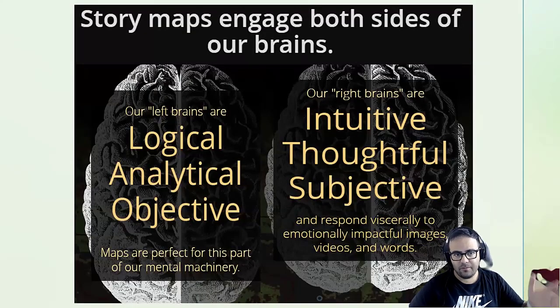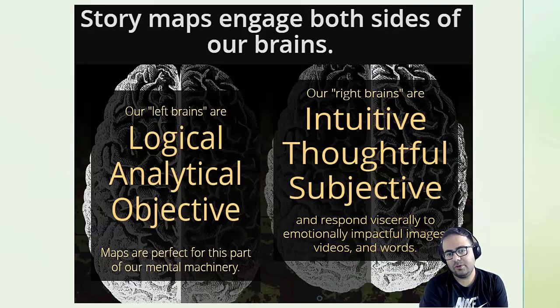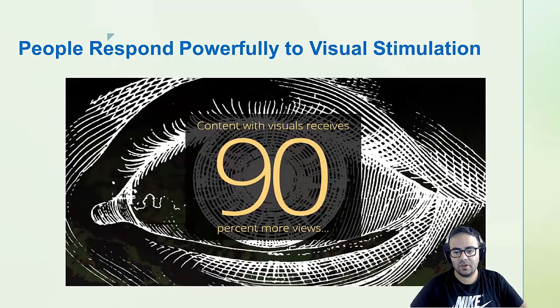We have a left and a right brain. Our left brain is the logical, analytical, objective part, and the right brain is intuitive, thoughtful, subjective. Story maps engage both sides of our brains because we see visuals and interactions, but also maps and information. So there is a mixture of both sides working together, which helps the audience engage with the content in the form of story maps.